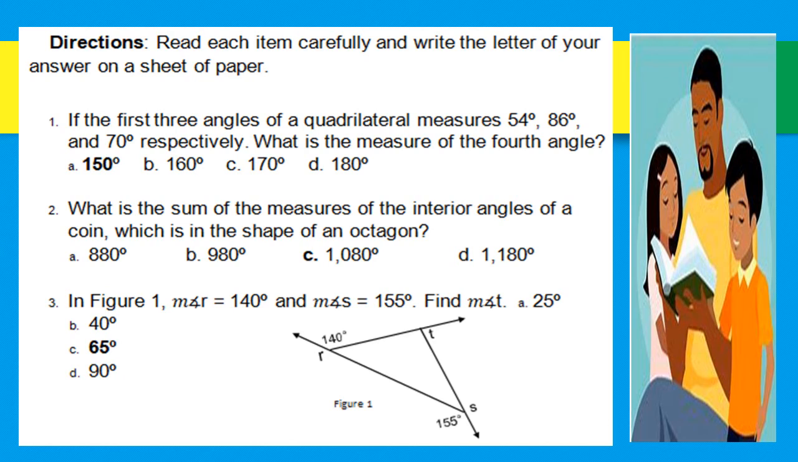Number 3. In figure 1, the measure of angle R is equal to 140 degrees and the measure of angle S is 155 degrees. Find the measure of angle T. A. 25 degrees, B. 40 degrees, C. 65 degrees, D. 90 degrees. So, in number 3, you are going to apply the exterior angle theorem, which is angle 1 plus angle 2 plus angle 3 is equal to 360 degrees. So the answer is letter C, 65 degrees.